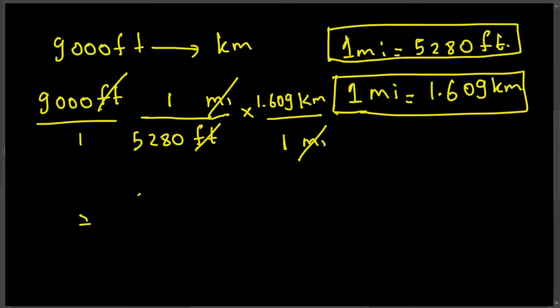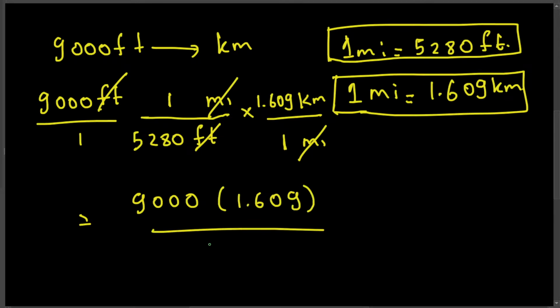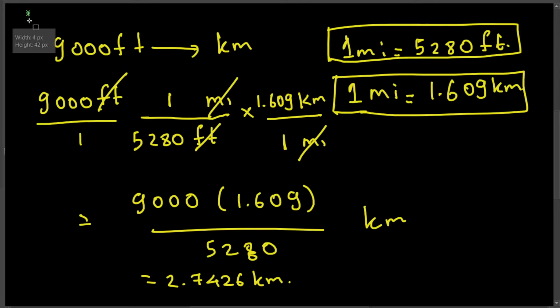So the calculation is 9,000 times 1.609 divided by 5,280, and that's going to give us the kilometer. If you plug this into the calculator, you should get 2.7426 kilometer. So that's the conversion of feet into kilometer. Now let's look at one more example. Let's say I'm going to go ahead and erase this one.